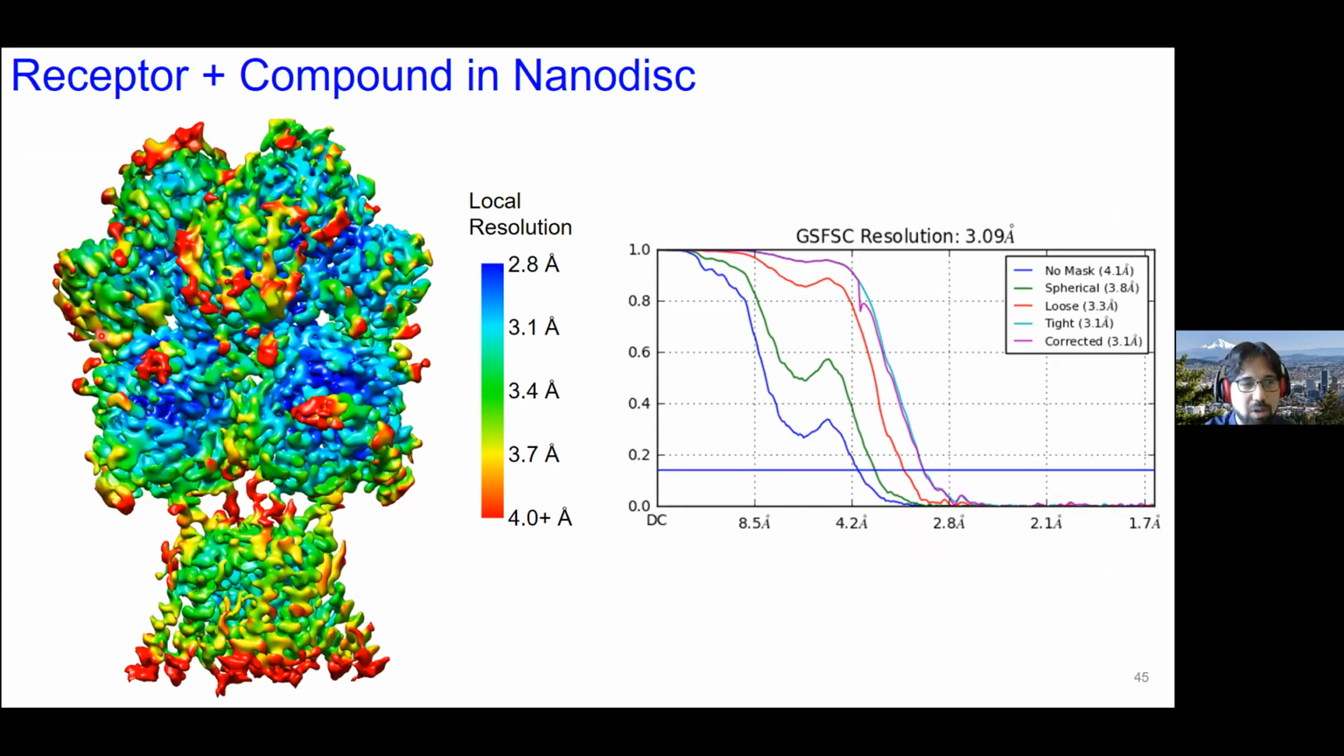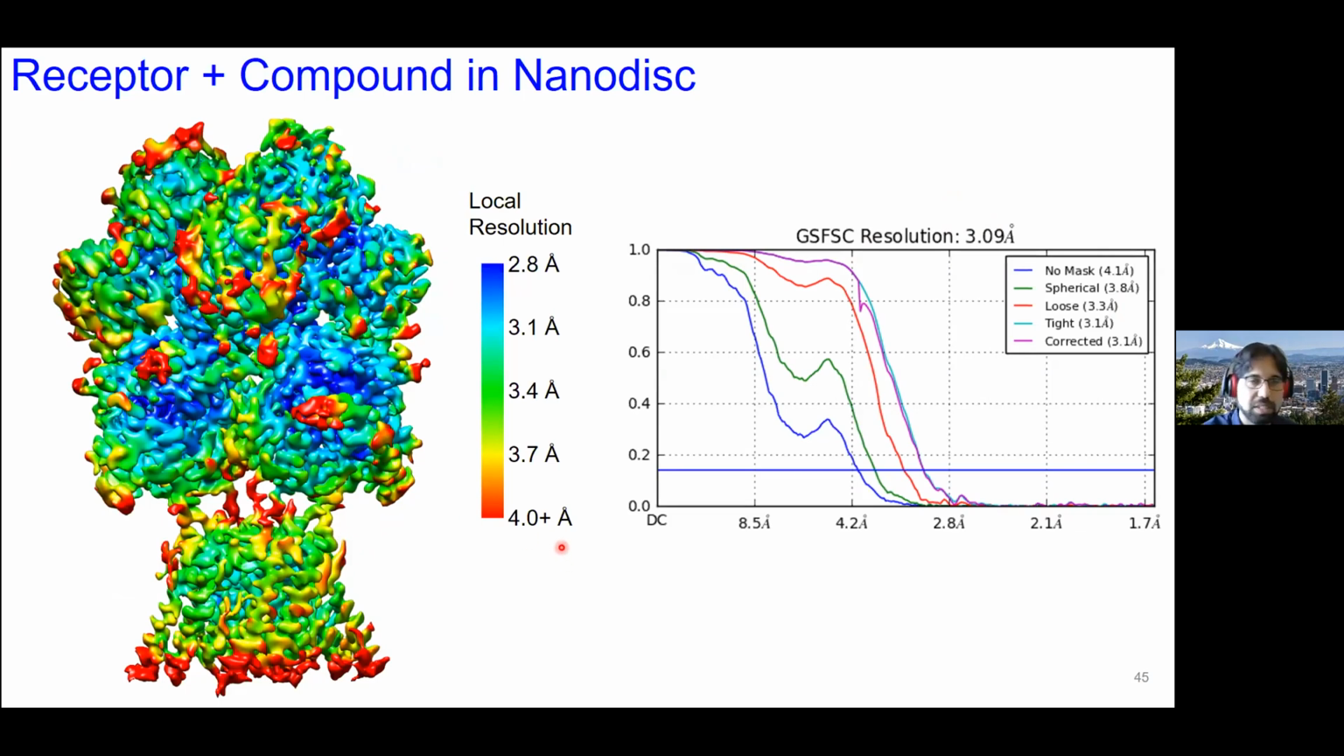So this map, the overall structure is at 3.1 angstrom, and this is a fully functional construct. And I'd like to remind you that the crystal structure for this receptor is at 3.7 angstroms. So you can see that the core of the receptor is at substantially higher resolution than 3.1. And even at the transmembrane domain, even the outer helices are at worst at around 3.5 angstrom.